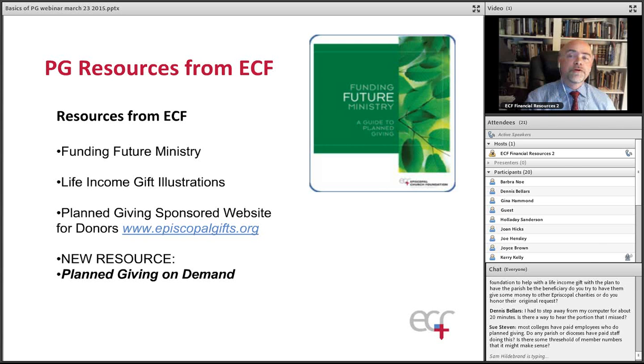So if you have a stewardship section of your website but don't have one for planned giving yet, this is a resource directly for you. You can just create a sub-page of your stewardship website about planned giving, put a few notes about planned giving, and then say, see this website for more information. And it will contain tremendous resources for the members of your parish.